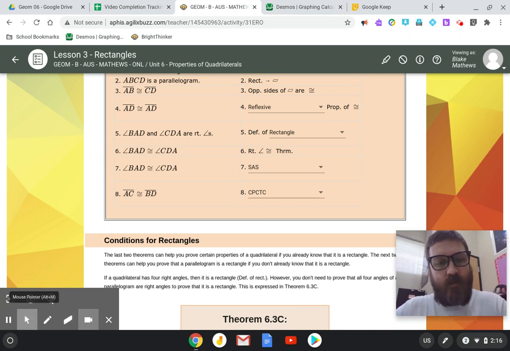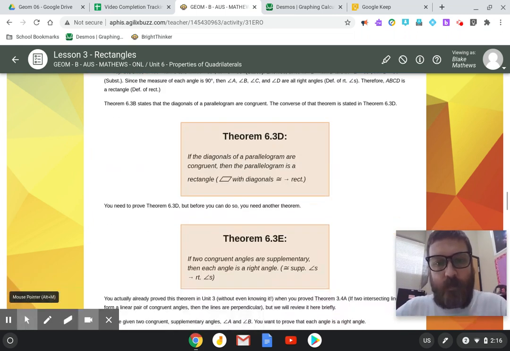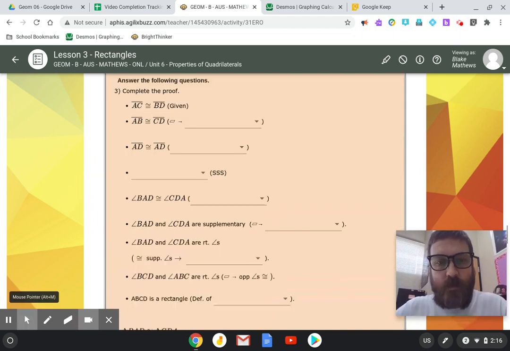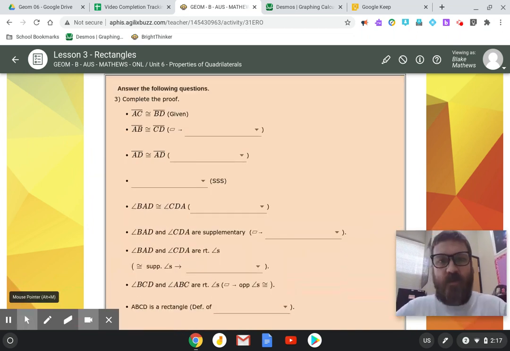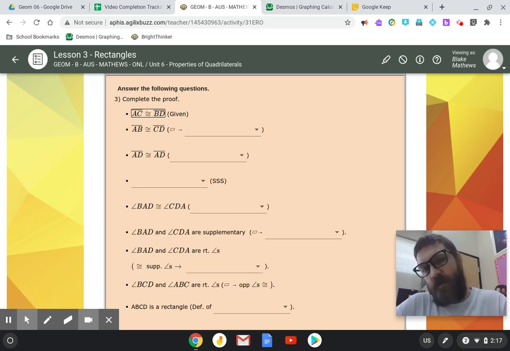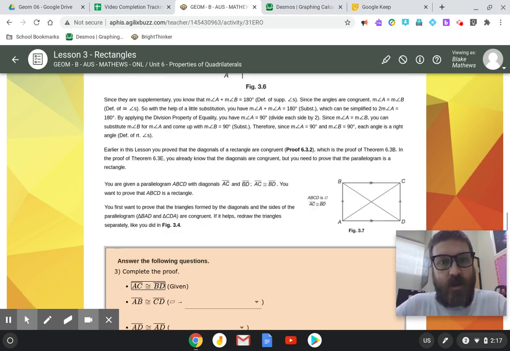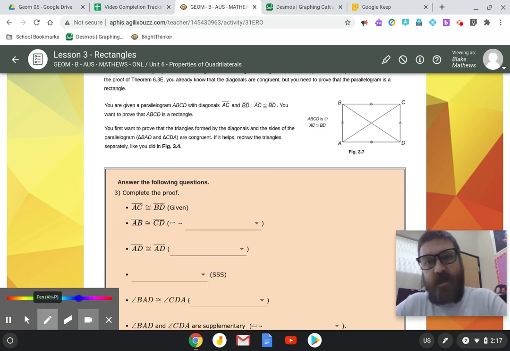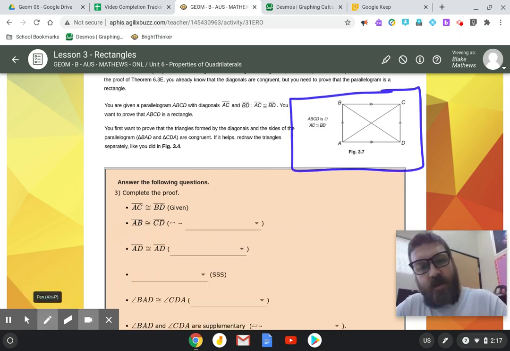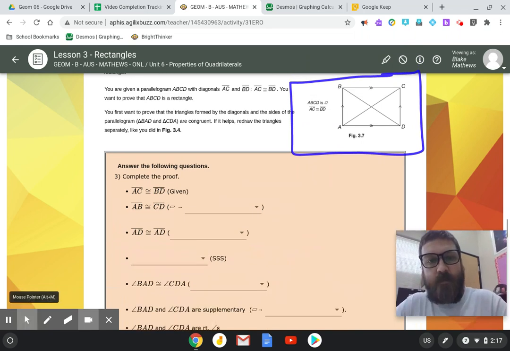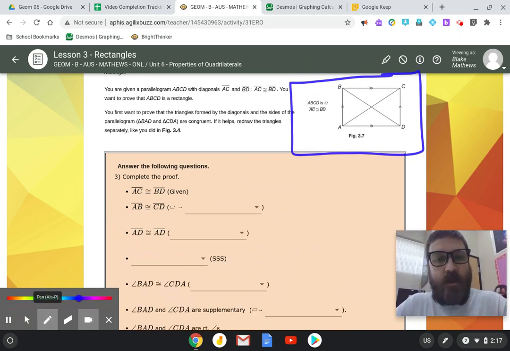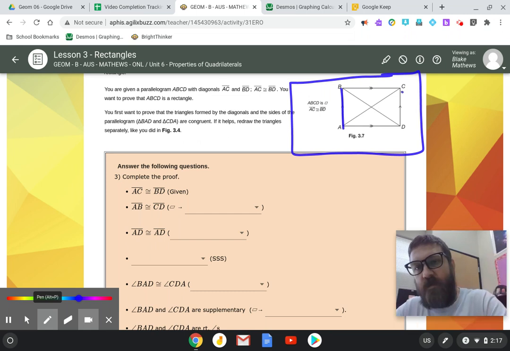All right. Well, let's keep going because we got a couple more here. Complete the proof below. I don't know why this one is arranged this way, but we're going to work through it together anyway. Complete the proof. AC is congruent to BD is our given. I don't know where the diagram is, but it's somewhere up here. I think it must be figure 3.7. I think this figure is what we're using for proof in number 3. So I'll use this as our diagram. We're given AC is congruent to BD. Then it says AB is congruent to CD. So AB is congruent to CD.